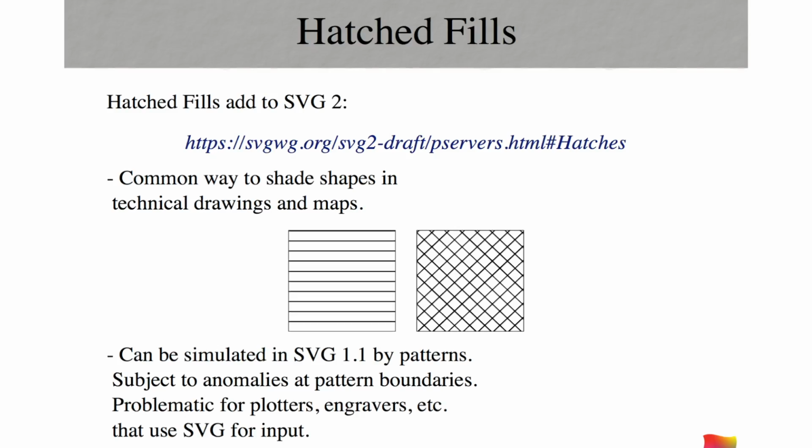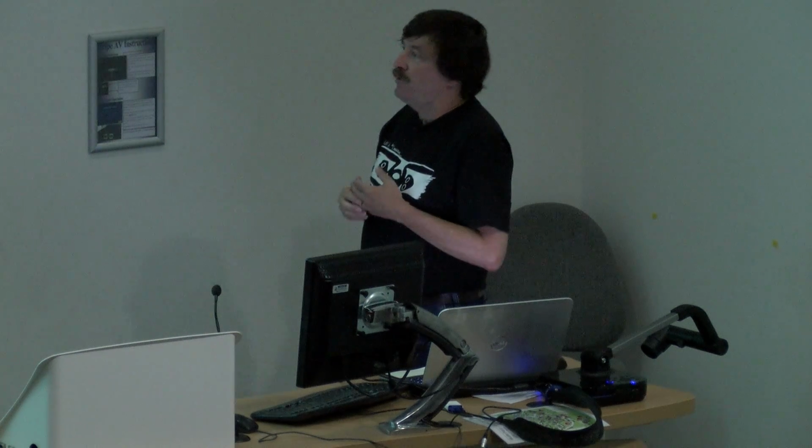Okay, hatched fills. Hatches are something that have been in a lot of drawing languages for a long time, but they haven't been in SVG 2. So a common way of shading shapes, technical drawings, and maps. You can simulate in SVG 1.1 this by patterns, but you're subject to anomalies at the pattern boundaries. And it's especially problematic for people that are using SVG to drive plotters and engravers, because every time you come to the end of a pattern, the pen goes up, pen goes down, or the engraving thing goes up or down, and you're left with a little mark that you don't want.